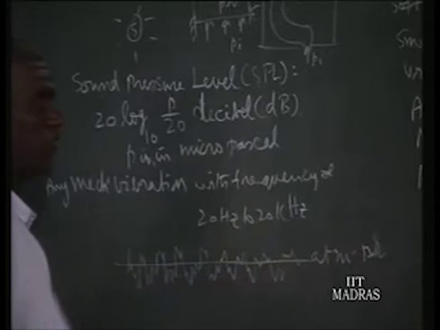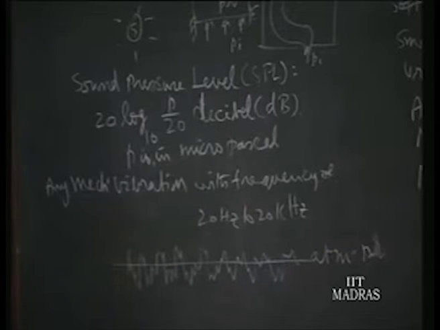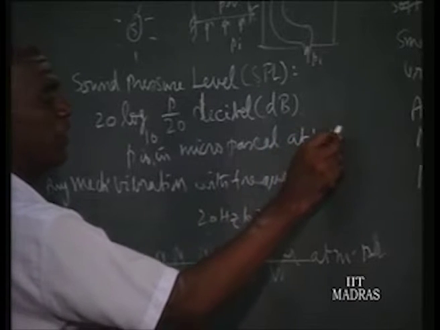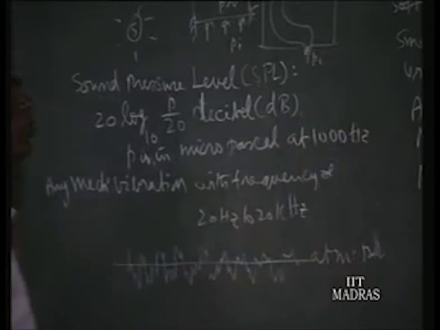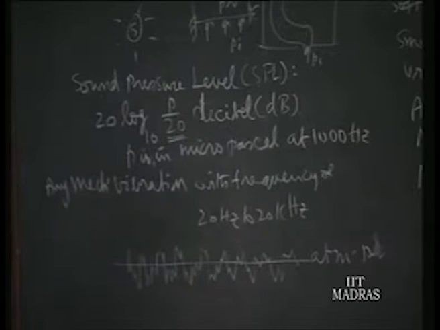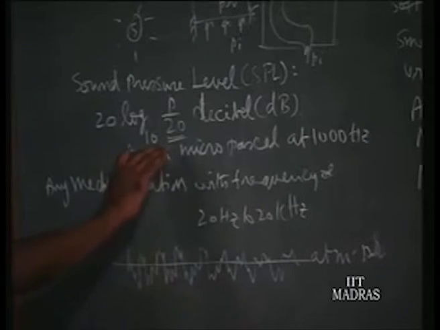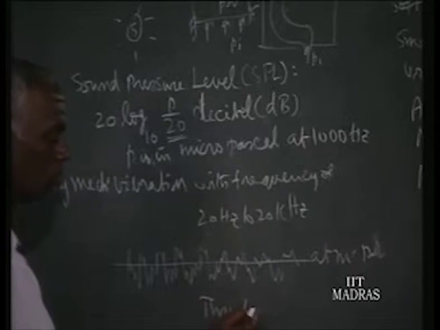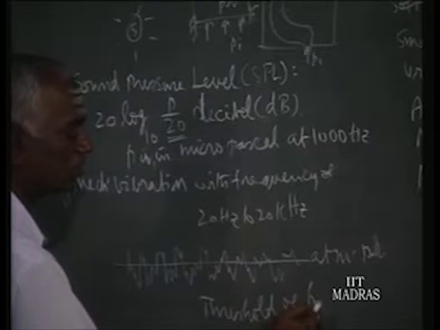This is the pressure variation. The root mean square value of it, that is P, is in micropascal. That value is 20, and that value is to be substituted here, at 1000 Hertz. That is a reference frequency, because 20 micropascal at 1000 Hertz represents the threshold of hearing. It is called the threshold of hearing.